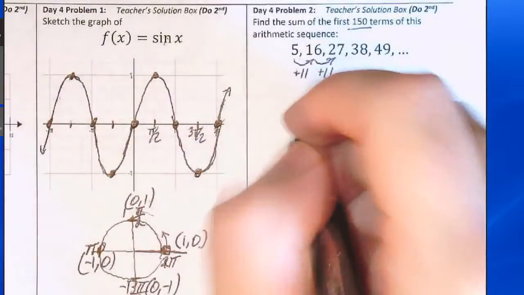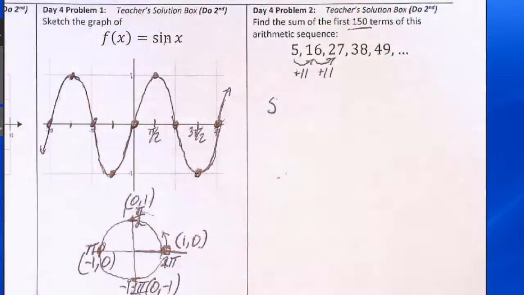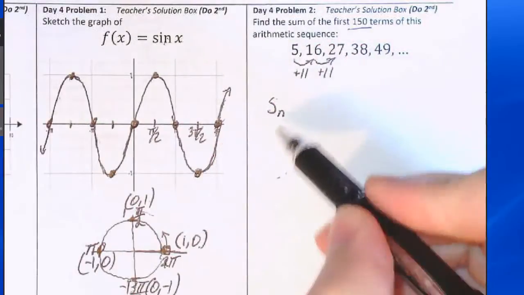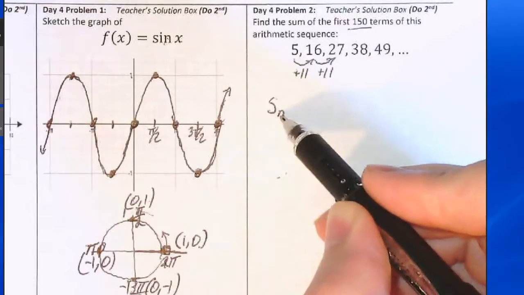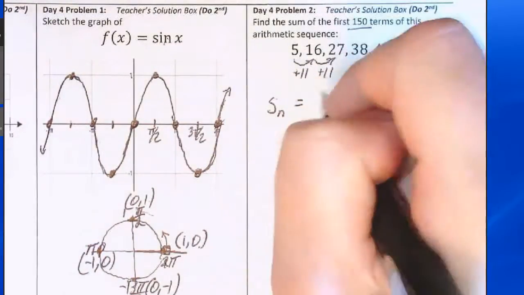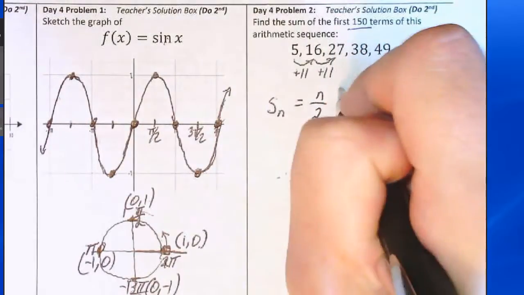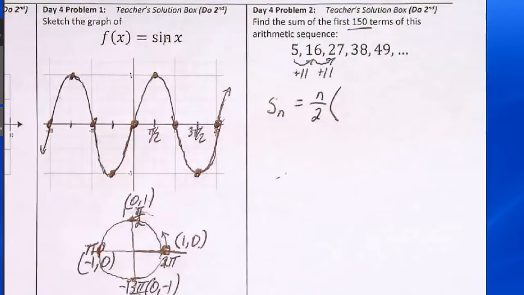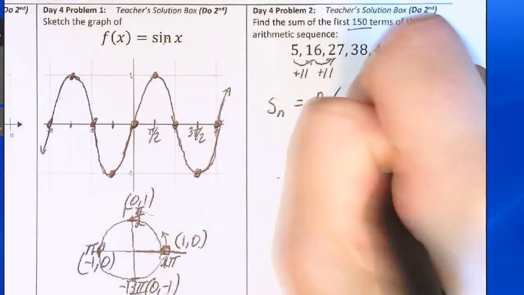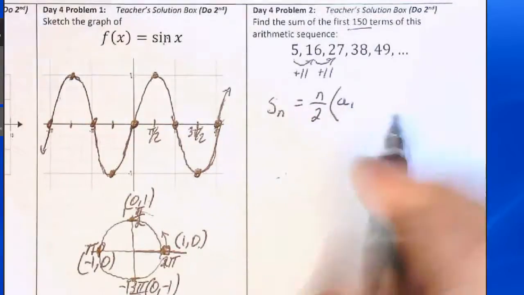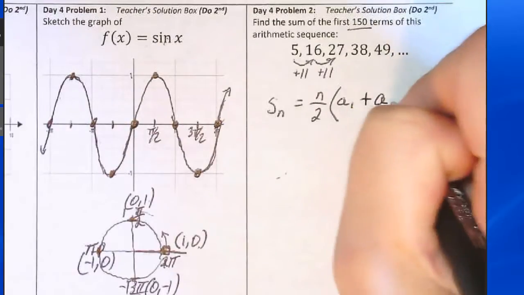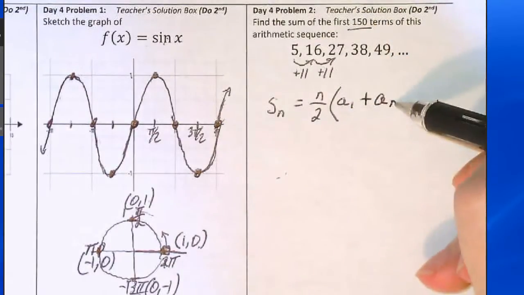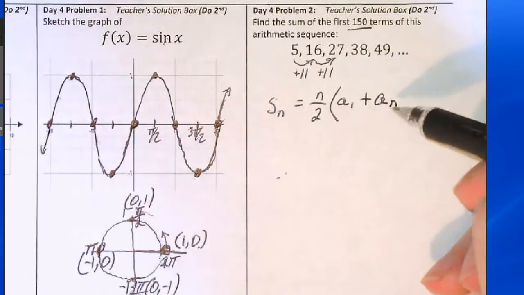The formula that will work here is S for the word sum, sub n, where n represents how many terms we want to find the sum of. In this case, we're going to let n be 150. This is equal to n divided by 2 times the first term of the sequence. We're going to use the variables a sub 1 to represent the first term of the sequence, plus the last term of the sequence. We'll use the symbol a sub n to represent the last term of the sequence. In this case, n is going to be 150, the 150th term.